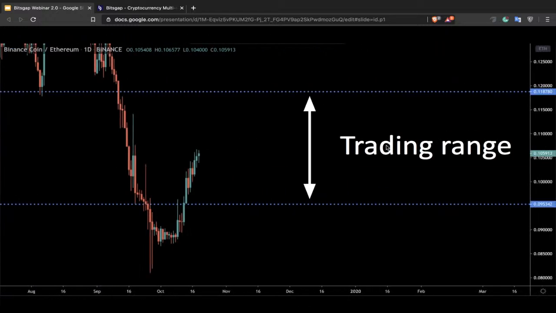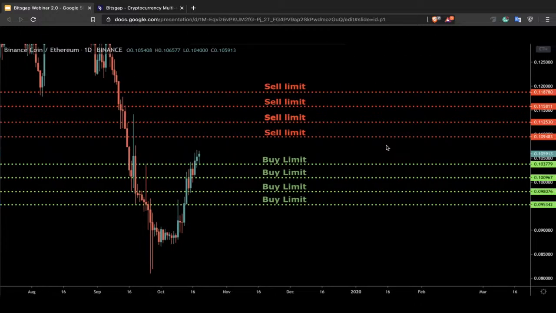As simple as that. So here's the trading range, and for the sake of the example, let's use only 8 grid levels. What are grid levels? Grid levels are simply limit orders. So here we have 8 grid levels, which means, like in this example, we have 4 sell limit orders and 4 buy limit orders. All right. It can be the other way around. It can be, let's say, only 7 sell orders and only 1 buy order. That depends on the market conditions.